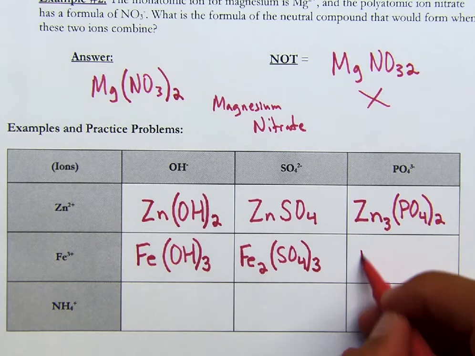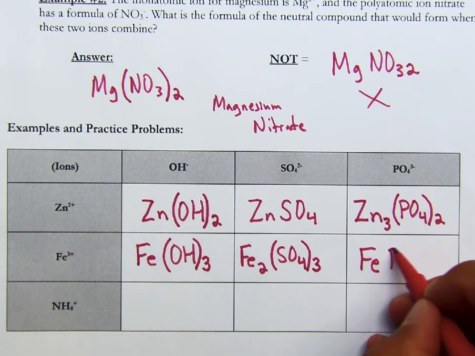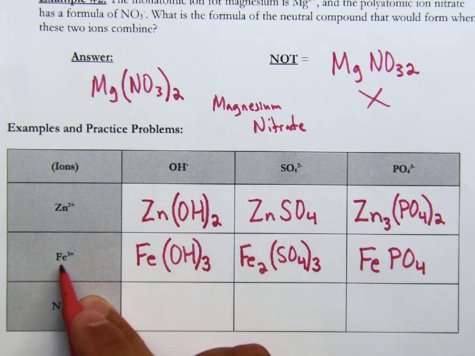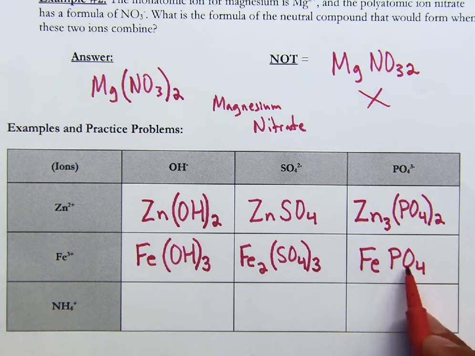Next, we have iron, and then we have phosphate. Iron is positive 3. Phosphate, which is PO4, is negative 3. So this is positive 3, this is negative 3. Ta-da! Neutral compound, just one of each.